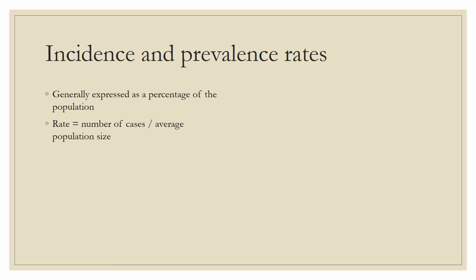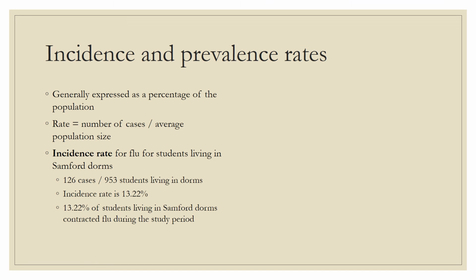Next, let's talk about incidence and prevalence rates. Remember, we've defined rates already. With incidence and prevalence rates, these are generally going to be expressed as a percentage of the population. So the rate would be the number of cases divided by the size of the population.